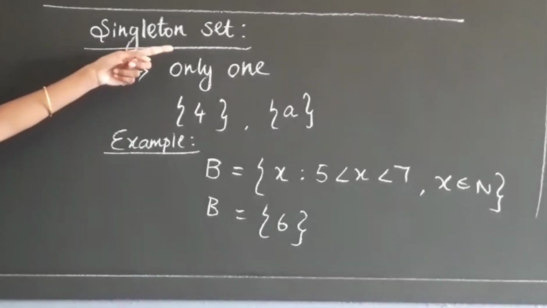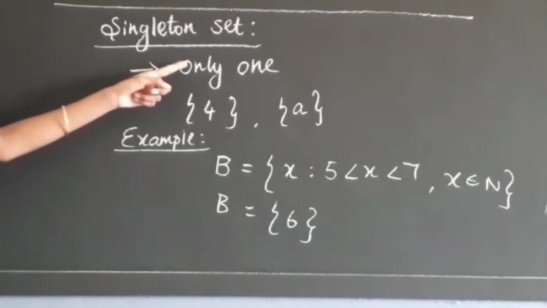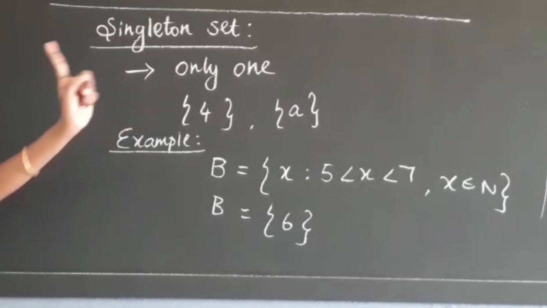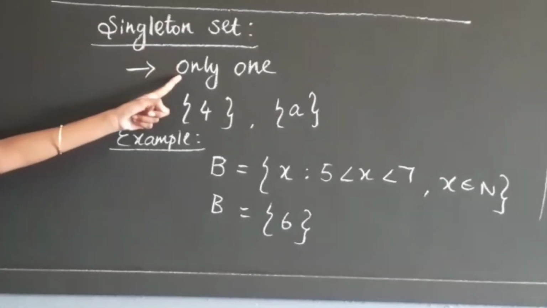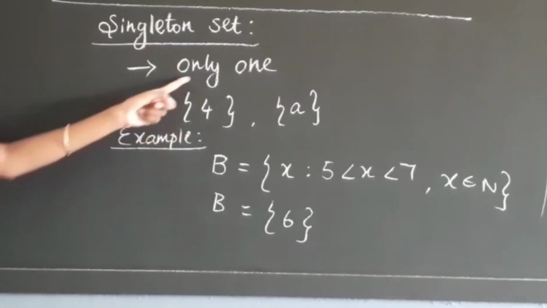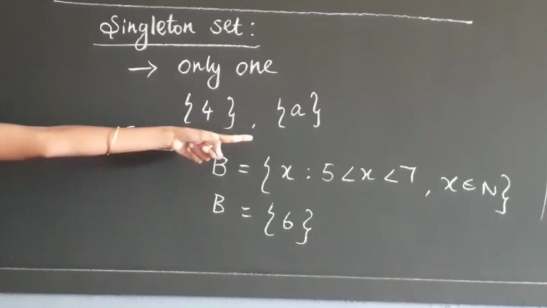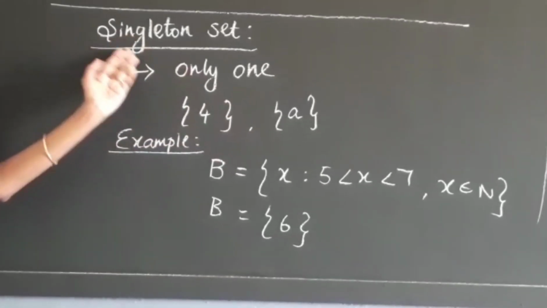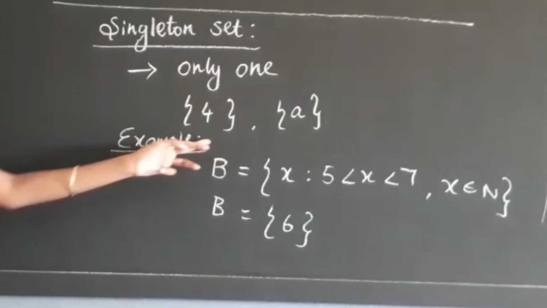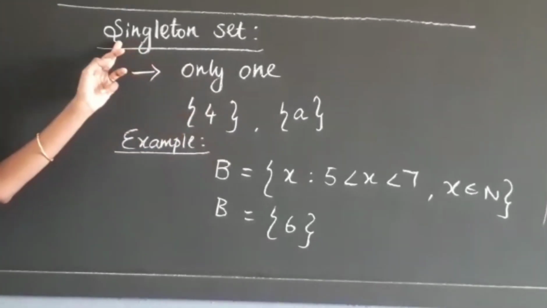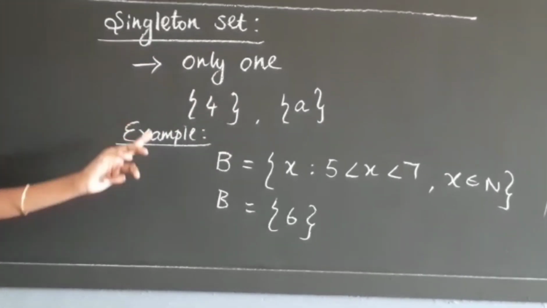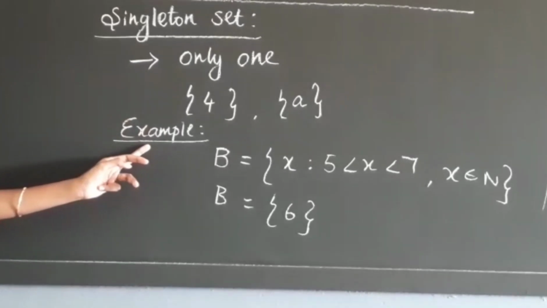Next one, singleton set. Single means what? Only one. So, a set that contains only one element is called a singleton set. Now, let us see the example for singleton set.